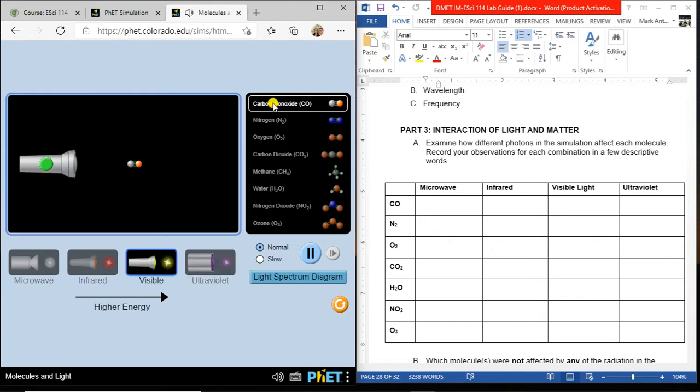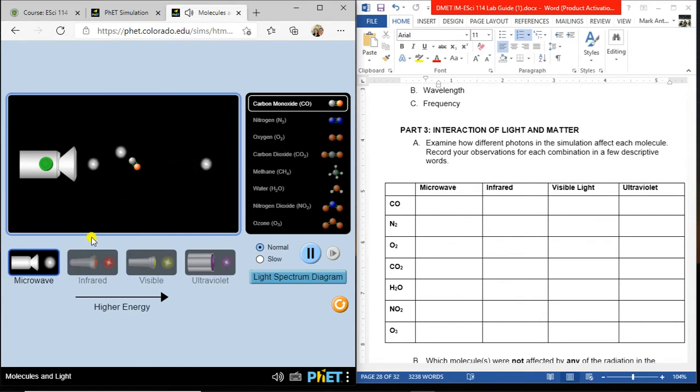I will just select one molecule to demonstrate to you. So I'll use carbon monoxide, starting with microwave at normal speed. First, observe what happens, how it wobbles. It seems the particle is vibrating again, as the photons released by the light source hit it. So see what happens to the photons and to the molecules of our substance. Okay, this is carbon monoxide.